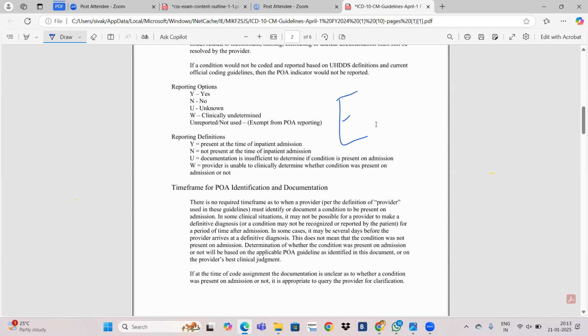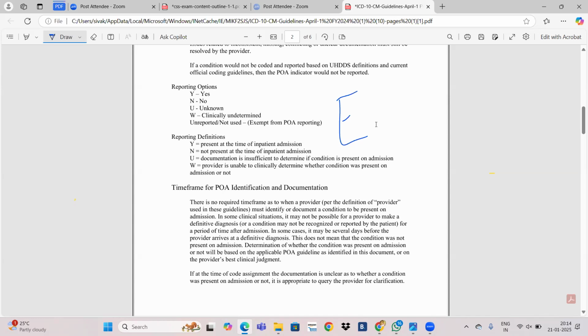So, if the condition is present at the time of inpatient admission, for all such diagnoses you need to assign the Y indicator. If the condition was developed during the hospital stay, after admitting, sometimes inpatients stay 2 days, 3 days, even 1 month in the hospital, then for any condition developed while staying in the hospital, you need to assign the N indicator.